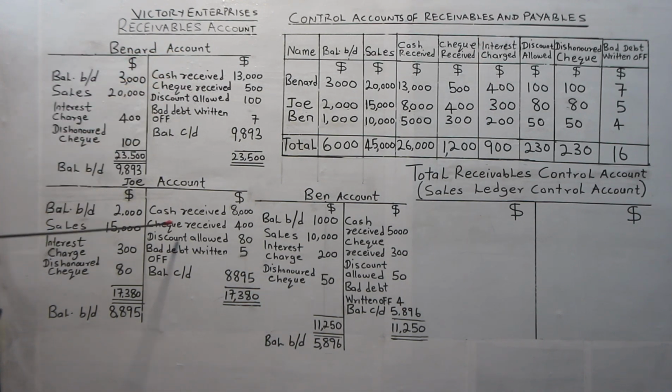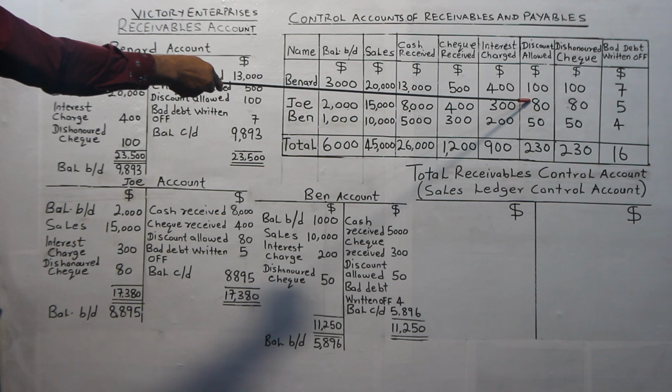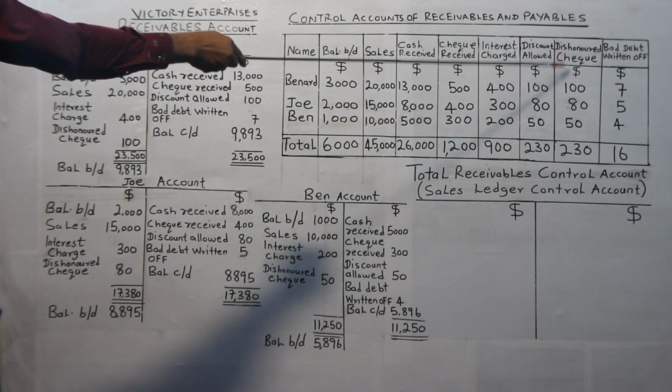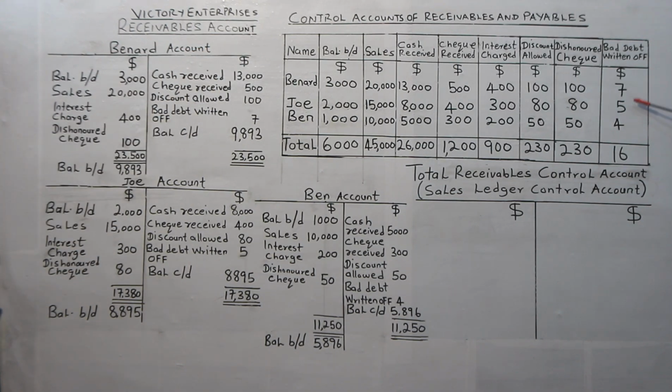Then we have discount allowed 80 for Joe. You can see discount allowed 80 for Joe. Then we have dishonored check also 80 for Joe. You can see under dishonored check, we have 80 for Joe. We have bad debt written off $5 for Joe.